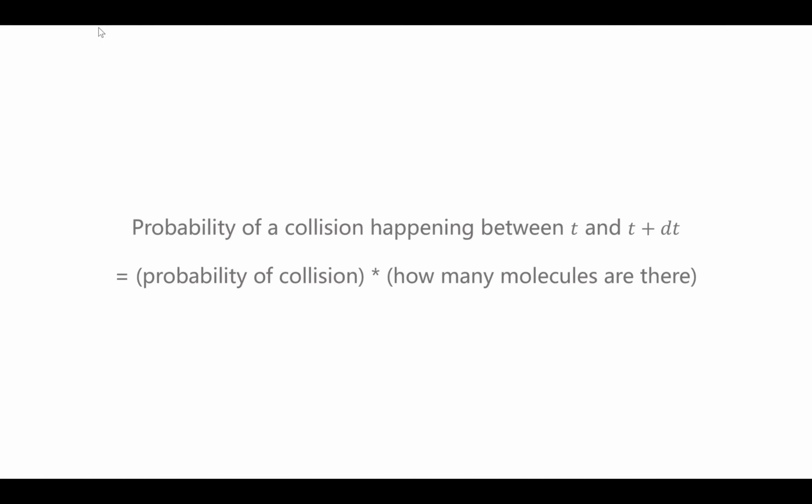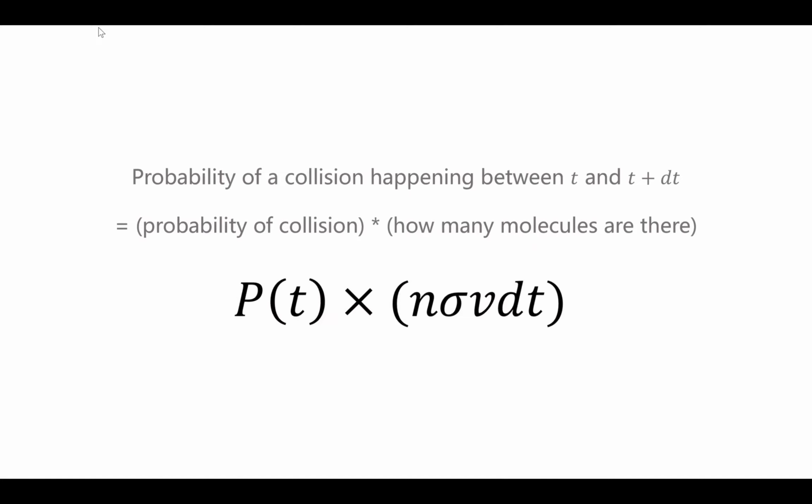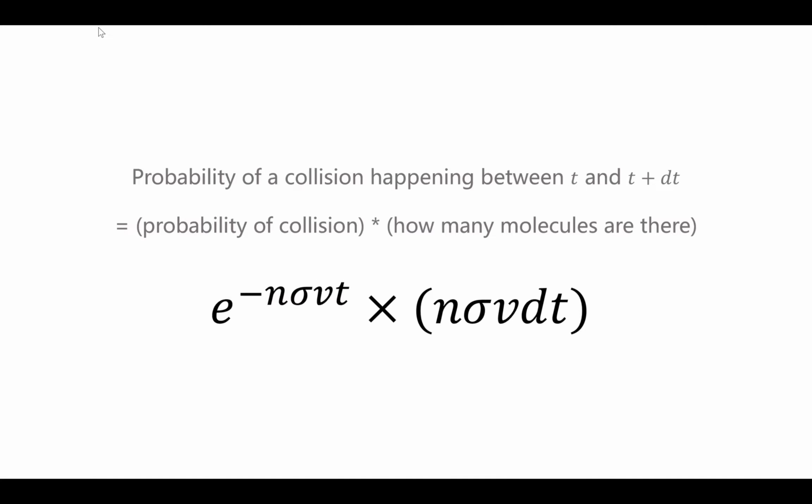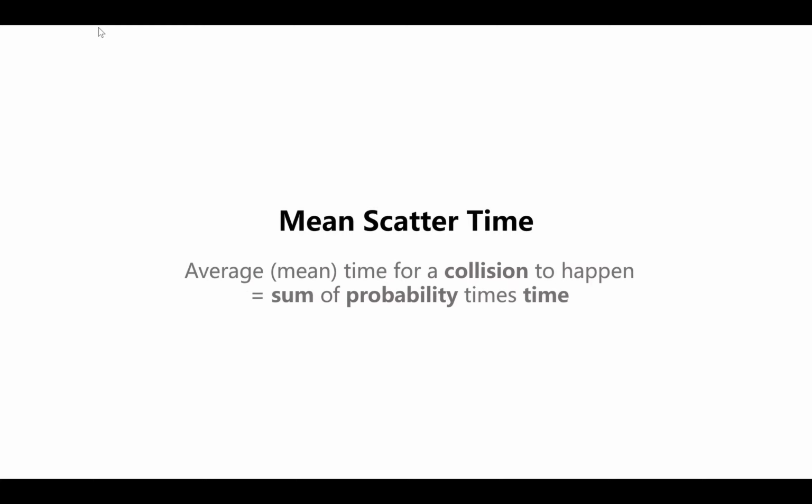Alright, aren't we supposed to analyze the mean scatter time? What have we done with probability? Well, the probability of a collision happening between t and t plus dt is also equal to the probability of not colliding until t multiplied by the probability of collision in dt, which depends on how many molecules there are. Mathematically, we can write p of t times n sigma v dt, because n sigma v dt is the number of molecules which we have calculated. We can substitute the probability with the result we have just found. Now, finally, we arrive at the mean scatter time.